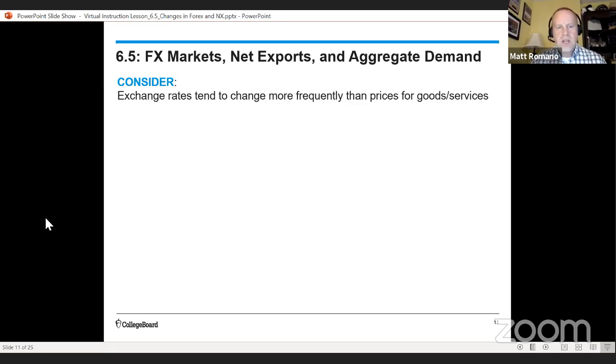So exchange rates are going to change more frequently than prices of goods and services, and that's an important point to consider. So let's walk through a hypothetical example of this and see why we can connect those changes in foreign exchange markets to changes in the purchase of goods and services, that being net exports.